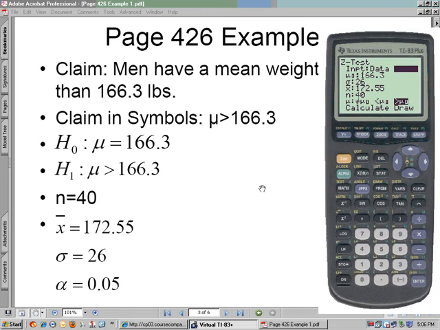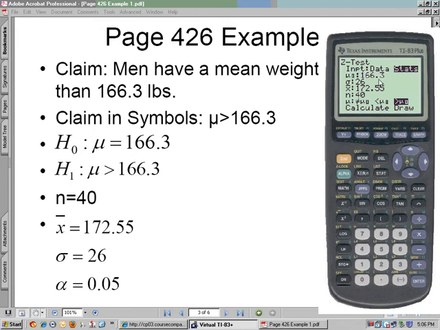Now, the data is in the back of the textbook. If you wanted to go actually type in the points, you could type that in list 1 and select data. But we're just going to use the statistics that we were given. So we're going to highlight that by pushing enter. We're going to move down and notice we have to type in the mean of the population. That comes from our null hypothesis.